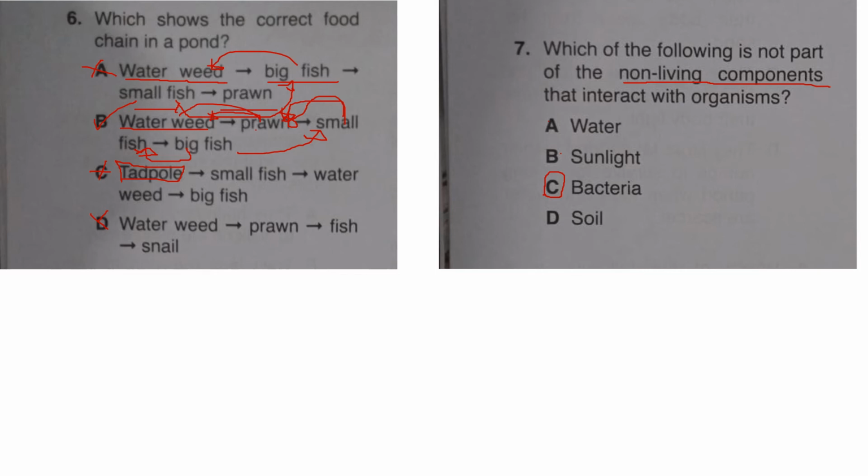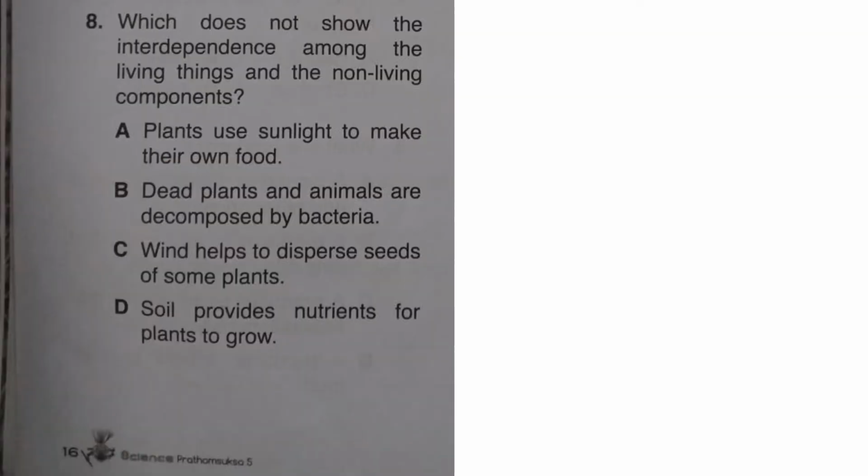Okay, let's proceed to number 8. Which does not show the interdependence among the living things and the non-living components? A: Plants use sunlight to make their own food. B: Dead plants and animals are decomposed by bacteria. C: Wind helps to disperse seeds of some plants. D: Soil provides nutrients for plants to grow. Okay, the answer here is letter A.